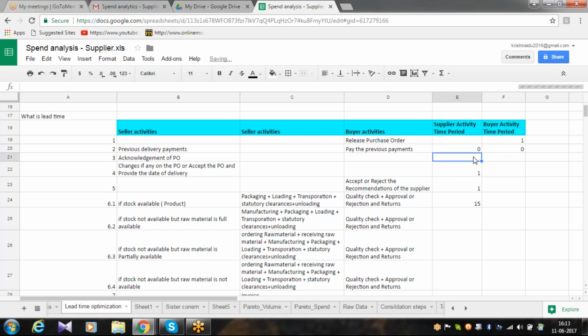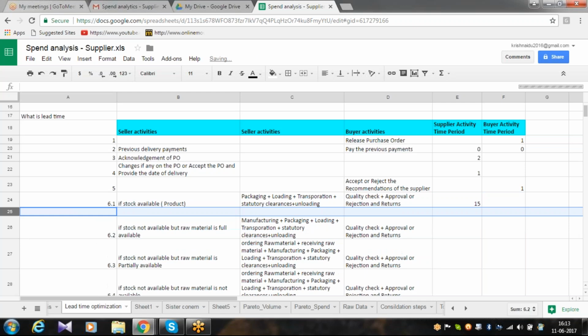Acknowledgement, the seller is taking 2 days. Changes, if any, on the PO or accepting the PO, he is also taking 1 day. Accept or reject recommendation is done by the buyer, that is 1 day. Then delivery of the product, done by the supplier, takes 15 days. Here is scenario number 1, 6.1. If stock is available, by the 17th day we can get the product. Yes, so I'll just put a subtotal here.